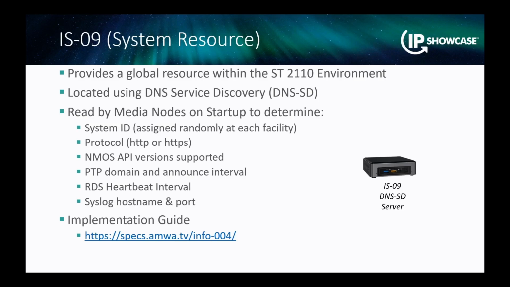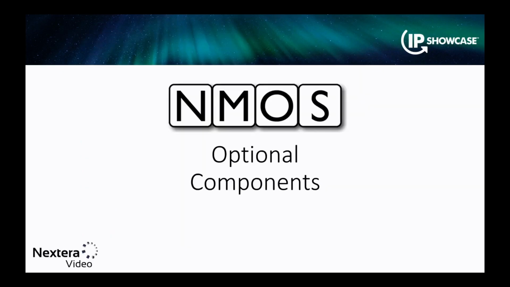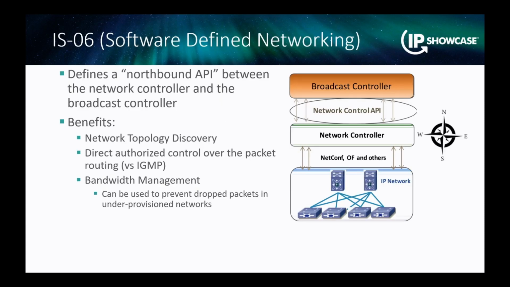So it's a convenient way to give you a little more plug and play and ease of moving systems around. Those are the required components, what every NMOS system, according to the EBU, should have to make this work. What are some of the optional components? Let's jump into those. One of them is ISO 6.